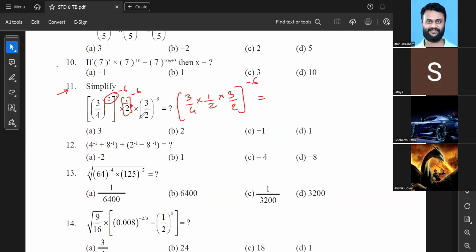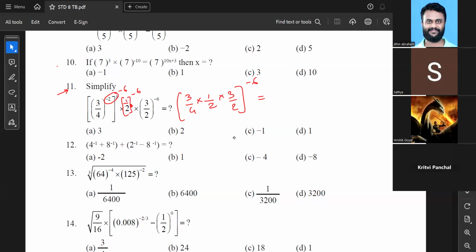Yes, sir, it's a printing mistake. See, it's coming out as 16 by 9, and the options are also like -1, 1, so it cannot be. Sir, I just solved it. I got 16 by 9 whole raised to 6, so it won't be an option.